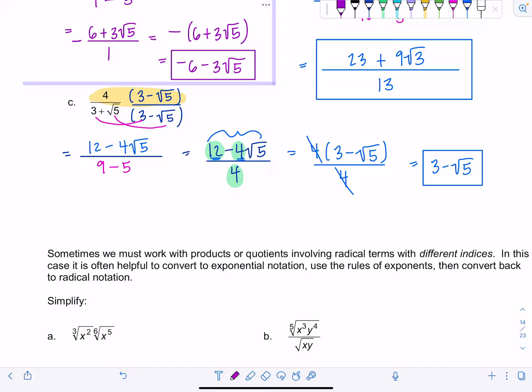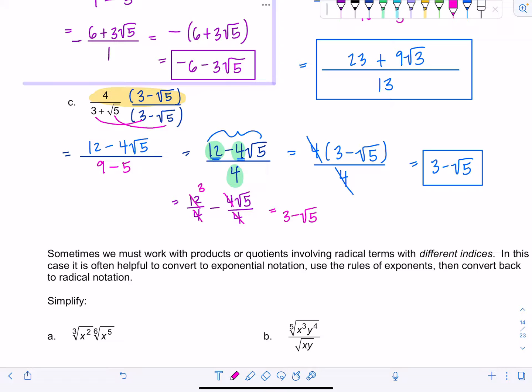Your other option too, which can be quite nice, sometimes you can split the denominator, right? This is 12 over 4 minus 4 rad 5 over 4. And then you can go bam, bam. It is satisfying, I will give you that. So then you have 3 minus rad 5. Okay? But either way, just make sure when you're canceling out that you do it in a way that is equitable. Everybody in the numerator has to be involved. Okay?